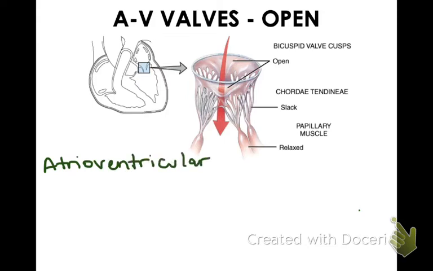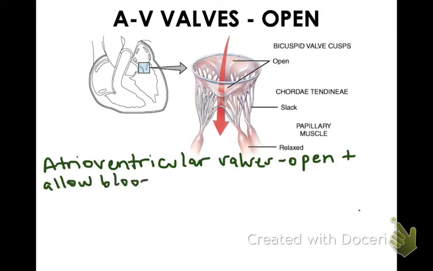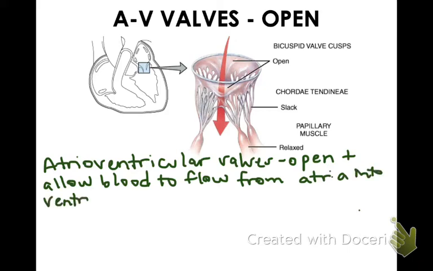Atrioventricular valves. They basically are going to open when the blood pressure in the ventricles is low, and when they do open, they allow the blood to flow down from the atria into the ventricles. Remember, the atria are the chambers at the top, and the ventricles are the larger chambers at the bottom.